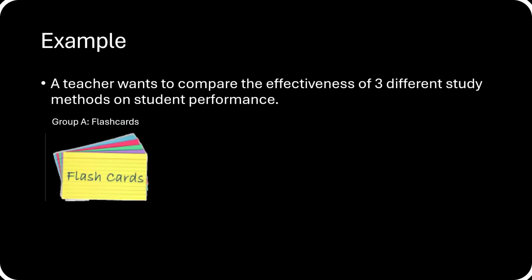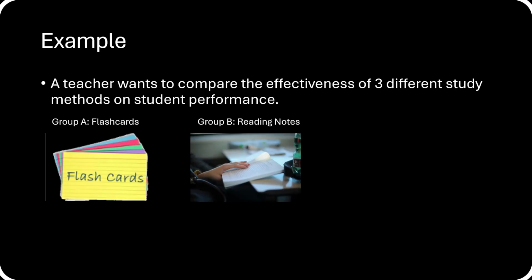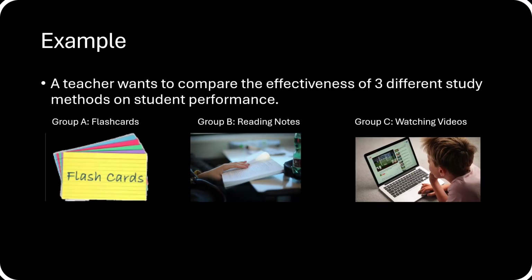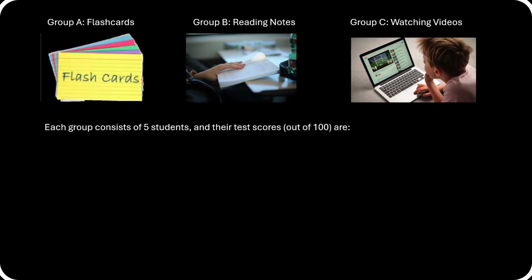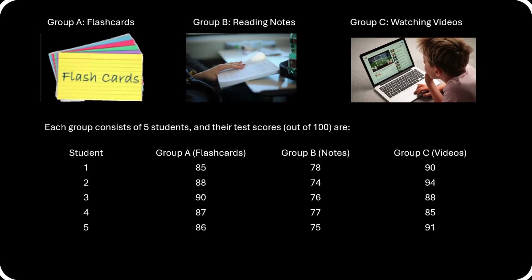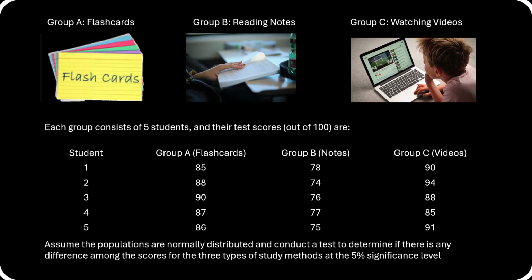A teacher wants to compare the effectiveness of 3 different study methods on student performance. So they have one group using flashcards, one group using reading notes, and a third group watching videos. Each group consists of 5 students, and their test scores out of 100 are as follows. We're going to assume the populations are normally distributed and conduct a test to determine if there is any difference among these scores.